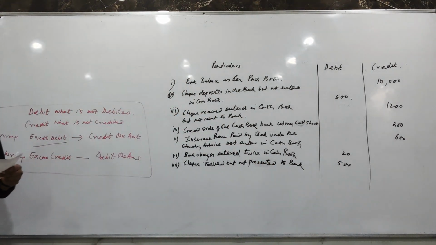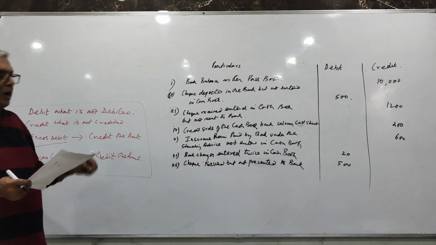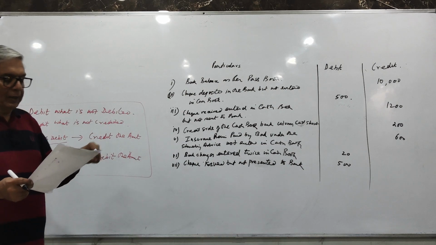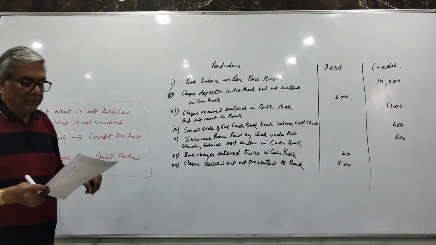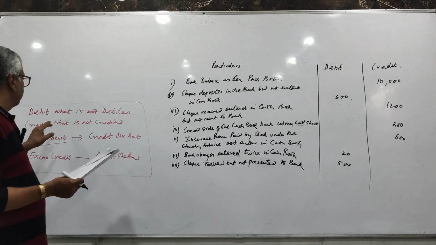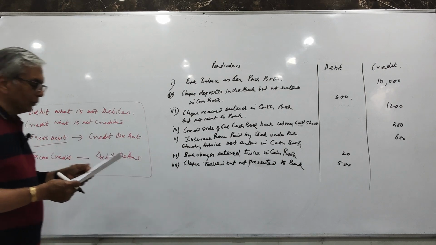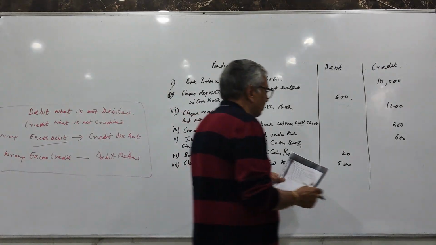Next, check received entered twice in cash book. हमारे पास चेक आया, हम जब चेक को डिपॉजिट करते हैं बैंक में तो हम बैंक को डेबिट करते हैं. हमने 2 बार कर दिया है, इसका मतलब हमने एक्सेस डेबिट कर दिया है. तो अब क्रेडिट करना पड़ेगा 1000 रुपए से.